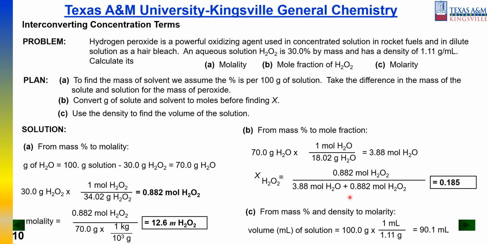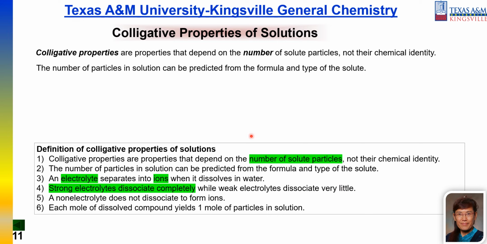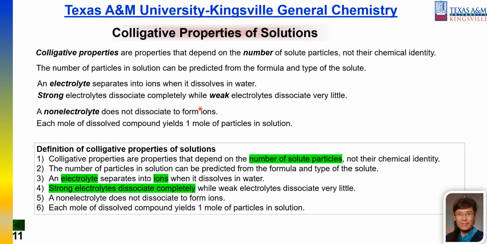The C part is about the molarity, so you need the liters. You use your mass divided by density, which gives 90.1 milliliters. And then you convert to liters. You use 0.882 divided by the liters. Sorry for that. The answer, you determine it by yourself.